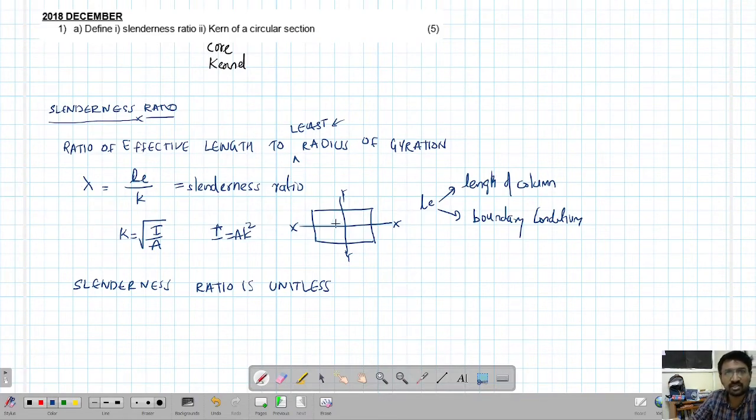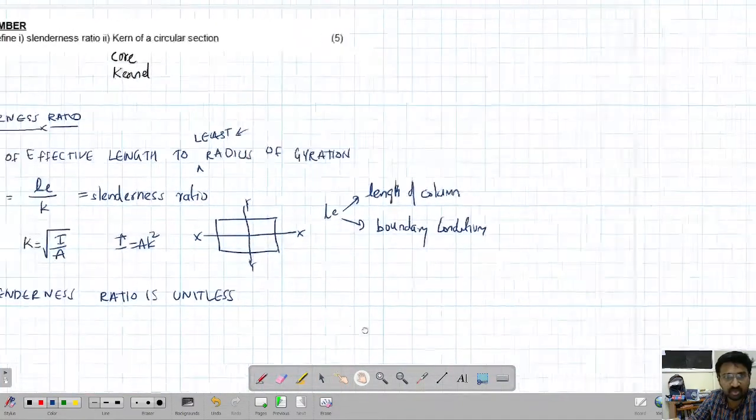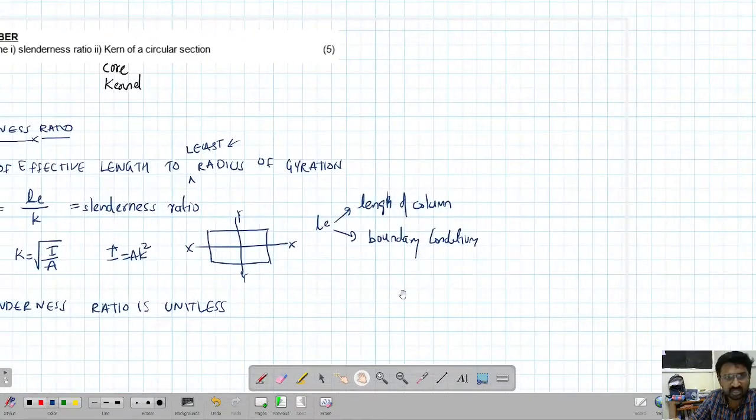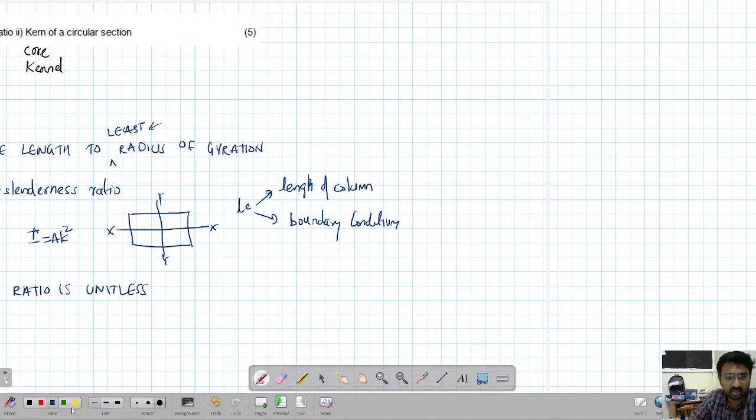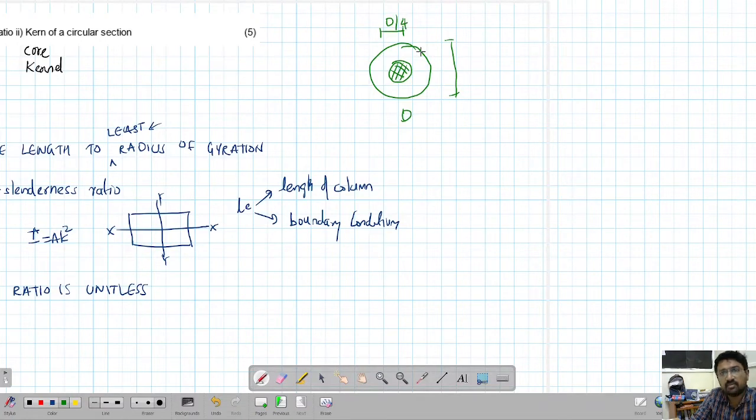Now what is kern of a section? Kern is a very useful quantity. Basically, they are just asking what is the value of kern of a circular section. If this is a circular section of diameter D, there is a small area inside the circular section of diameter D by 4, which is known as the kern of a circular section, or core of a circular section, or kernel of a circular section.